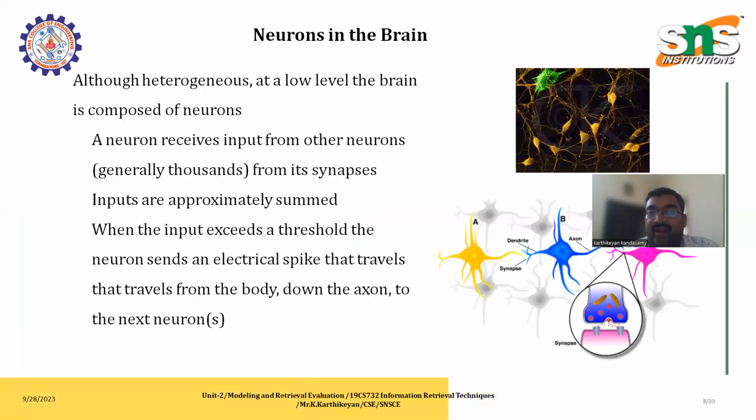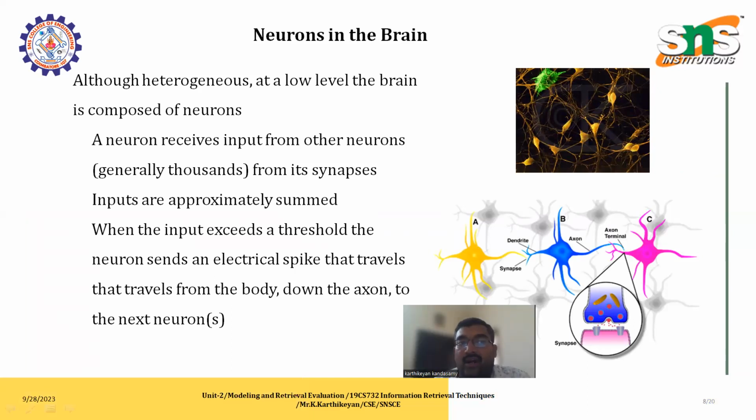So the neurons of the brain. Although heterogeneous at the low level, the brain is composed of neurons. The neurons receive input from other neurons, generally in the thousands, through the synapses. When the inputs exceed a threshold, the neuron sends an electrical spike that travels down the axon to the next neurons.